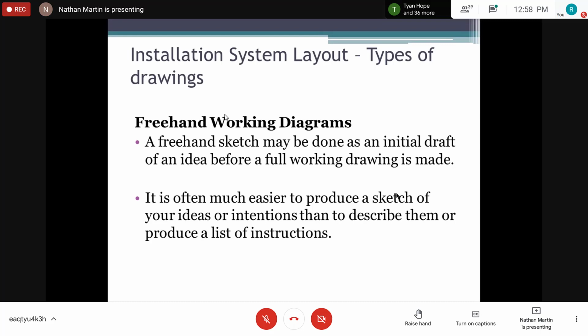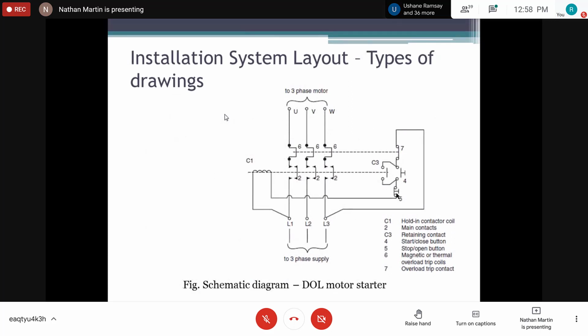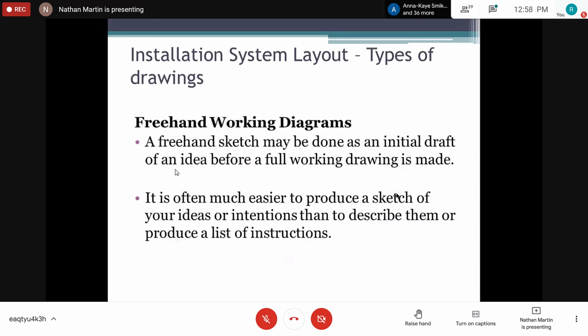Now your working or freehand diagram might be similar to your schematic. It's just a matter of sketching this diagram, or probably sketching your wiring diagram. So your freehand diagram may or may not be your schematic diagram, your circuit diagram, or your wiring diagram. It's just what you use to produce a circuit. You can rub out most of it, since it's in pencil, so you can fix and make corrections so that you can use your final drawing. That's why it's classified as your freehand diagram.